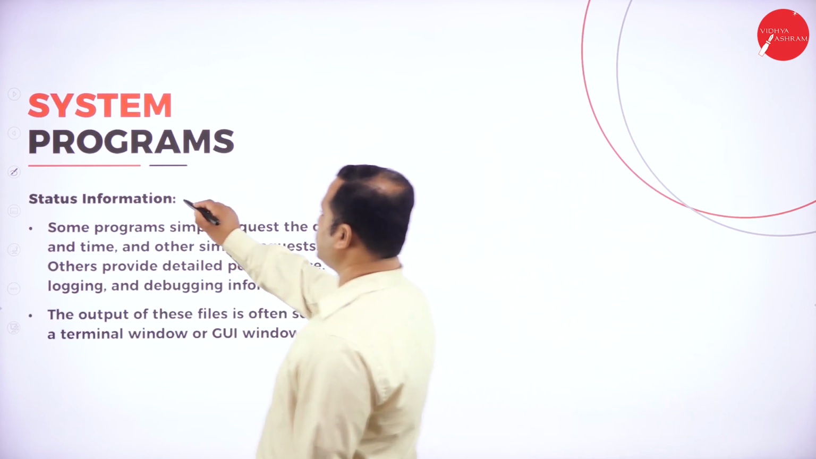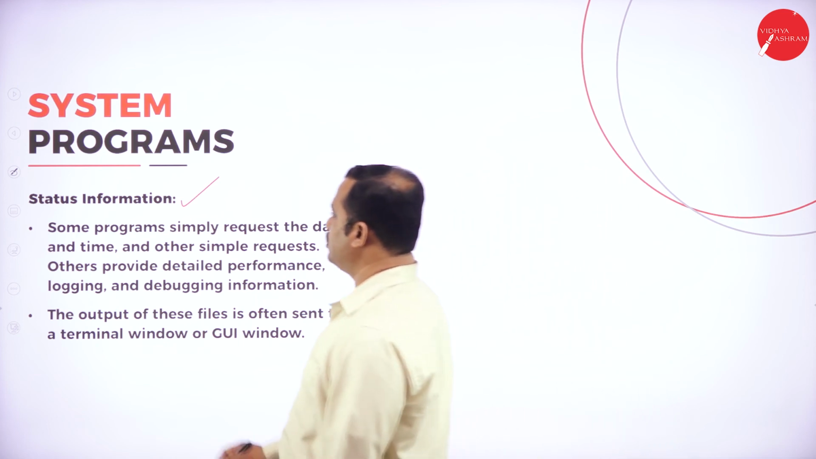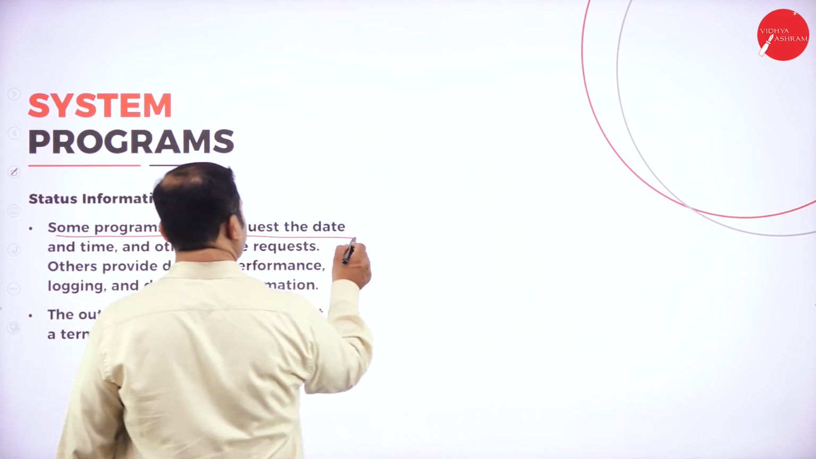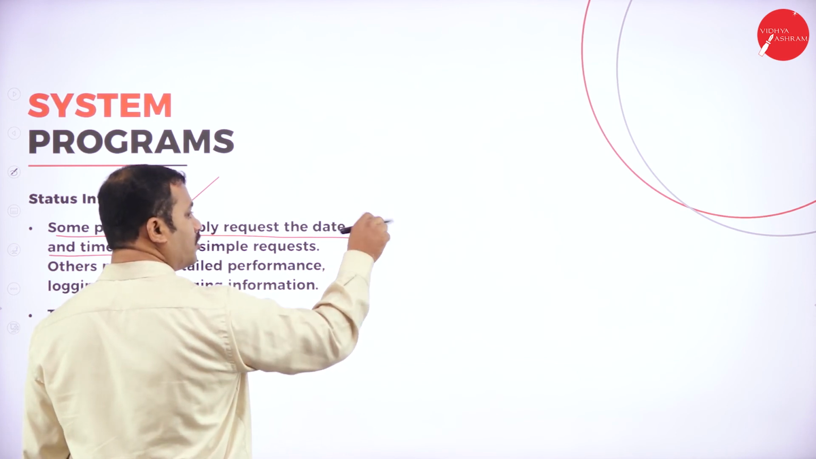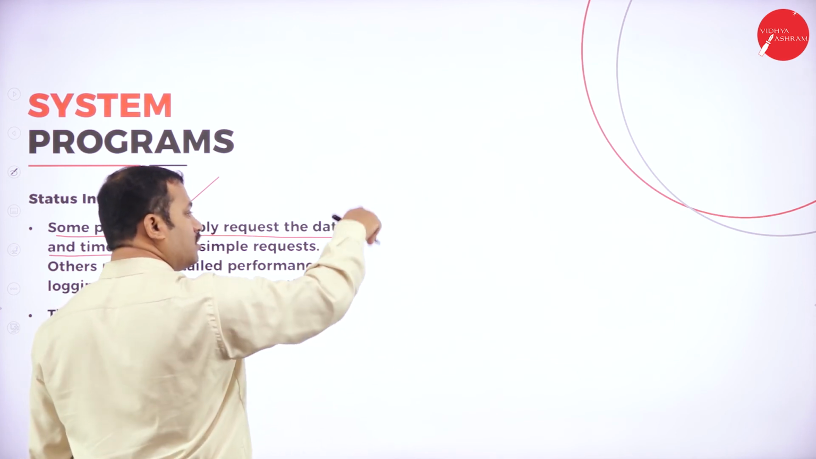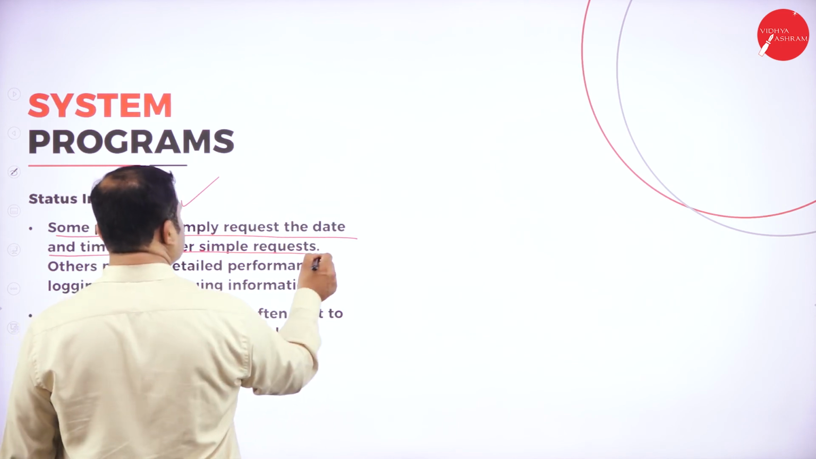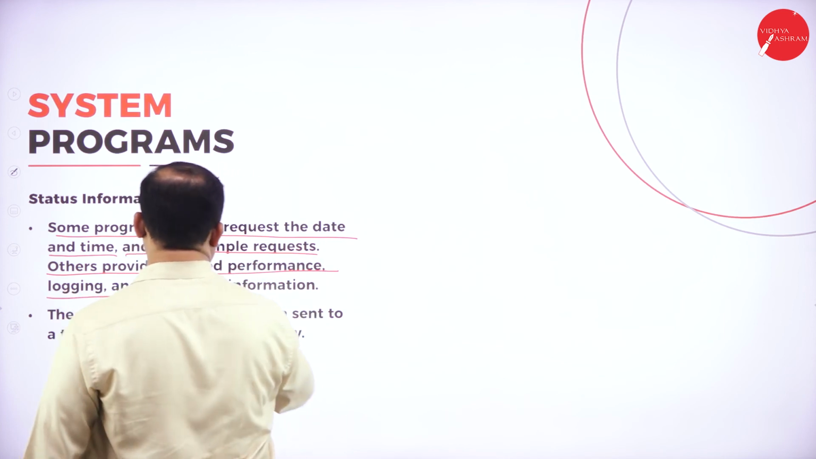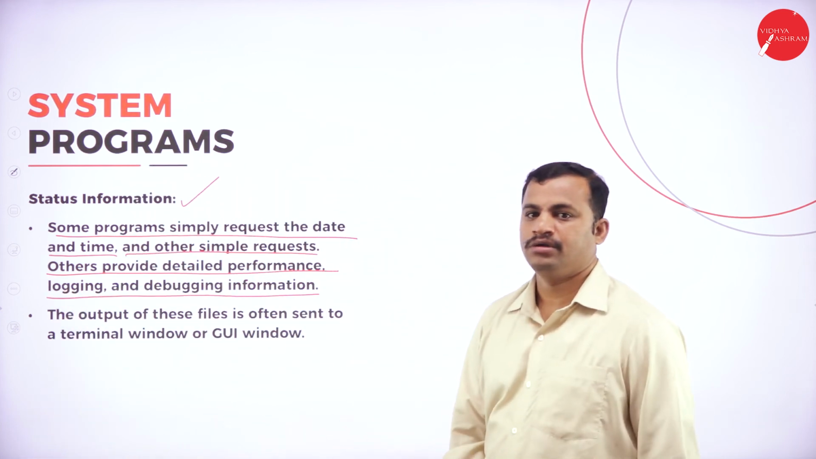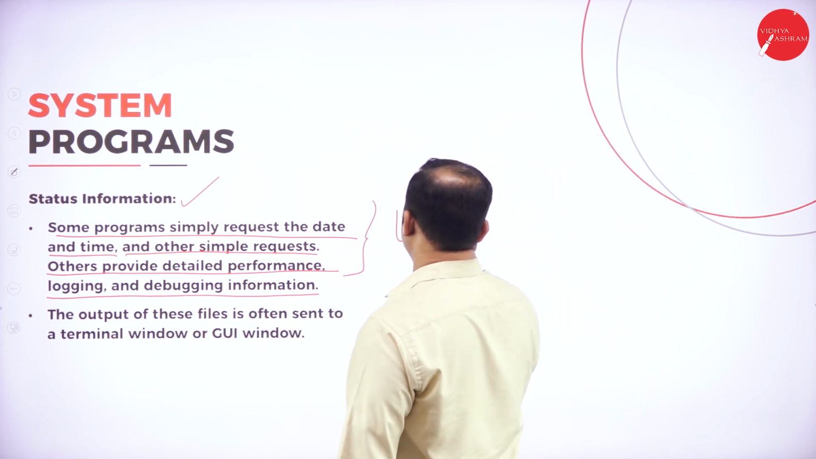Then status information. The status information includes some programs that simply request the date and time. What is the date of creation? What is the date of modification? What is the date of deletion? All this information is maintained. And other simple requests. Others provide detailed performance, that is, logging and debugging information. What is the meaning of logging and debugging information?